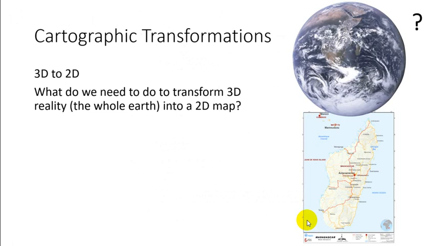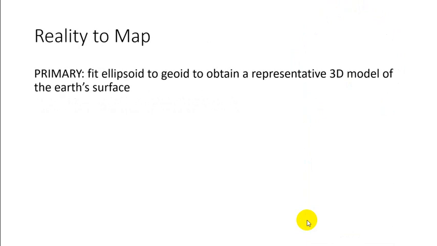Okay, cartographic transformations, 3D to 2D. We've talked about this a ton in GIS. The Earth is obviously a curved surface. We have to go through a whole bunch of mathematical transformations to get it to a flat plane. First of all, we have to fit an ellipsoid, a 3D model, to the geoid, which gives us a proxy for sea level, in order to obtain a workable, mathematically modelable 3D surface that's going to mimic the Earth's surface. So we've taken a whole bunch of assumptions there already.